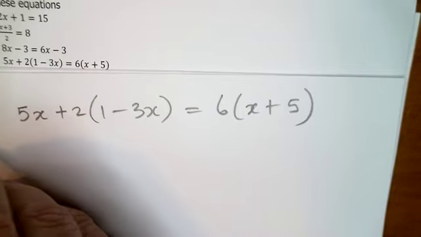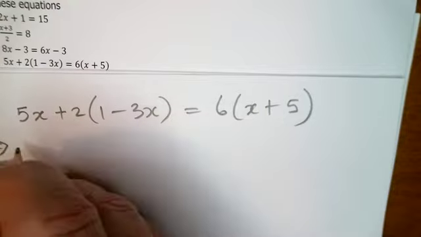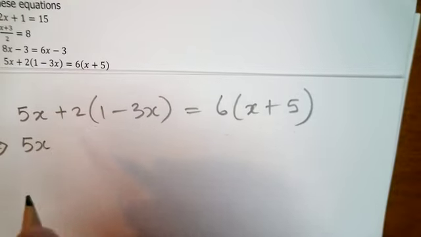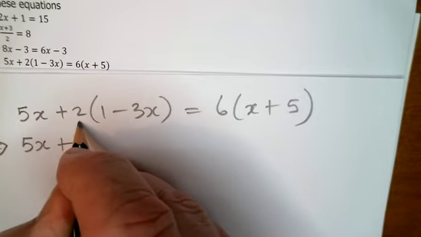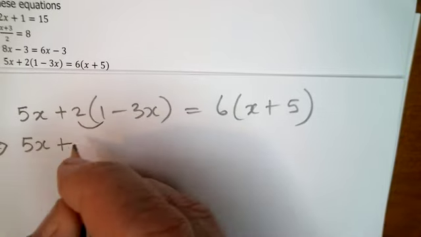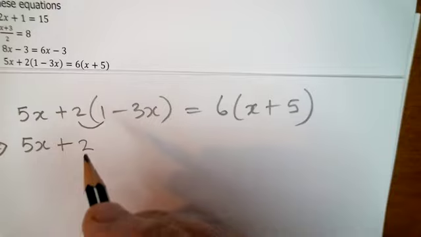So that implies that I've got a 5x. I'm going to leave the 5x where it is. But I am going to go plus, and I'm going to now expand the components. 2 times 1 is going to be 2. And then I'm going to do the next bit.